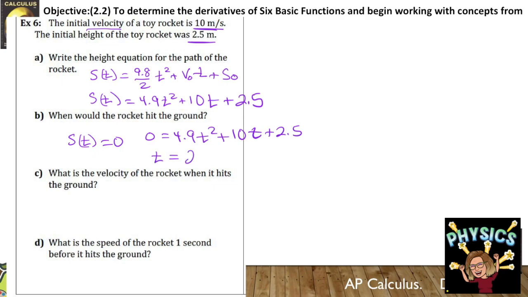T equals 2.266 seconds. Now, I gave you the answer, but you really need to practice. Make certain that you know how to use the calculator.